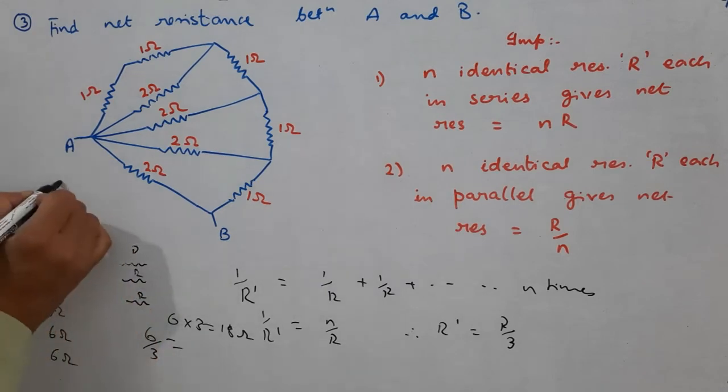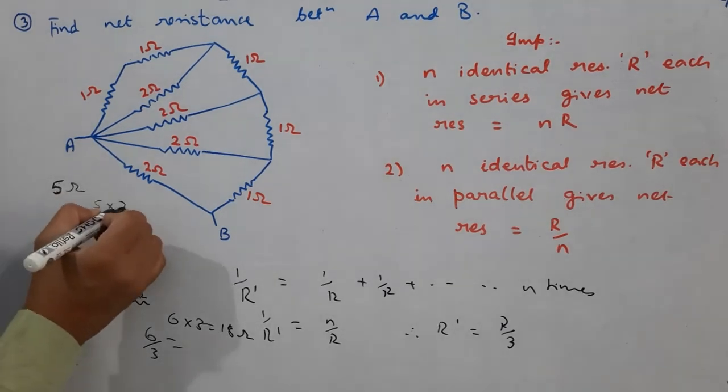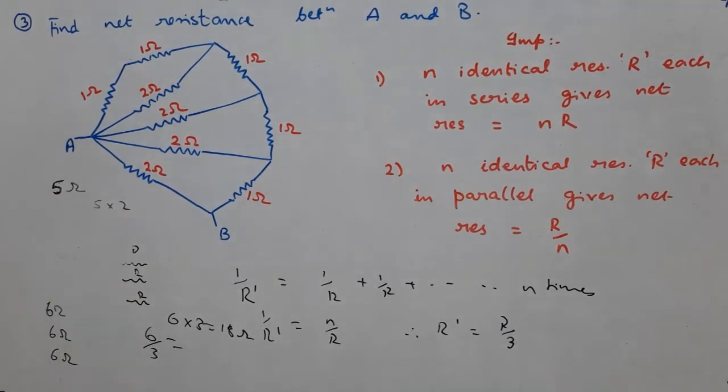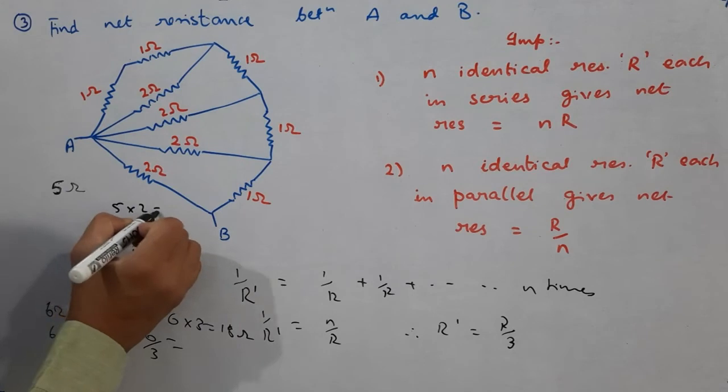Suppose I have 2 resistors, each of 5 ohm. How many resistors do I have? 2. And what is the value of each resistance? 5. Tell me, if they are connected in series, what will be the net resistance? Very simple. 5 into 2. That is how much? 10 ohm. Because we know 5 plus 5 is 10. So it becomes 5 into 2, that is 10.